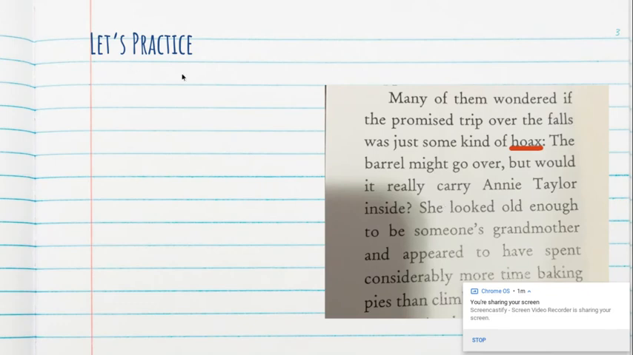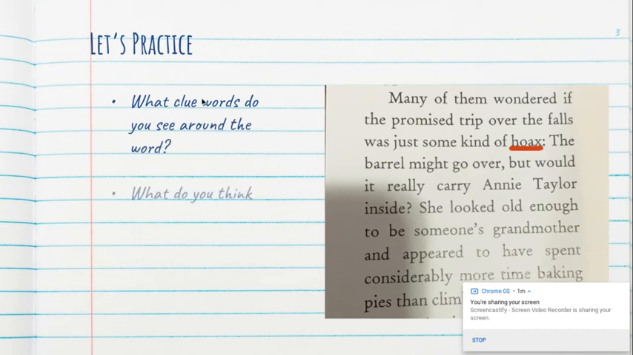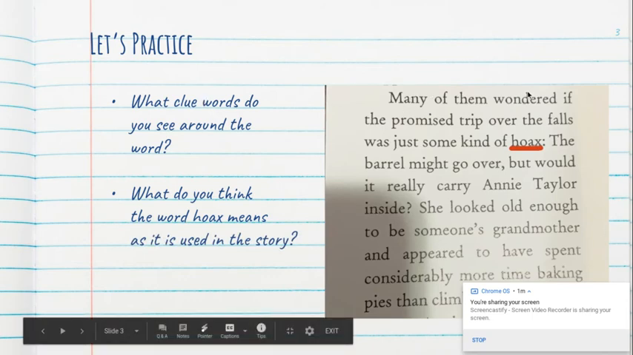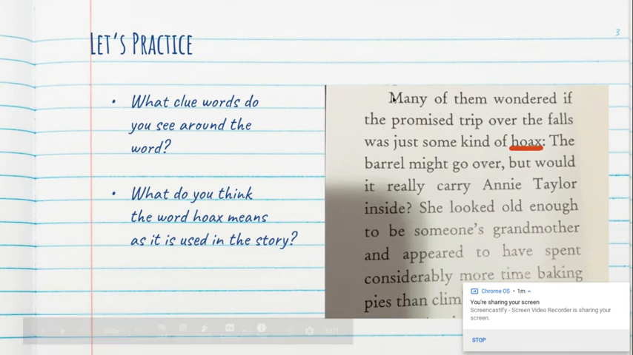The first one is the word hoax. So the first thing we're going to look for is what clue words do we see around the word? And then we'll figure out what we think the word hoax means. So let's read this. Read it along with me as I'm reading. It says, many of them wondered if the promised trip over the falls was just some kind of hoax. The barrel might go over, but would it really carry Annie Taylor inside?